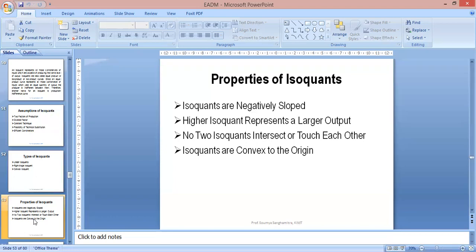Then isoquants are convex to the origin. In most production processes, factors of production are substitutes. Often labor can be substituted for capital and vice versa. However, the rate at which one factor of production is substituted for the other in the production process, that is the marginal rate of technical substitution, in short MRTS, often tends to fall.